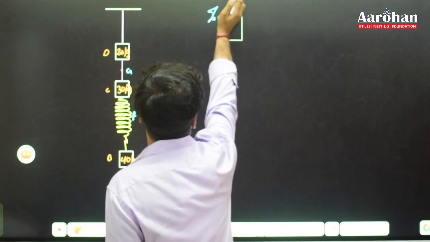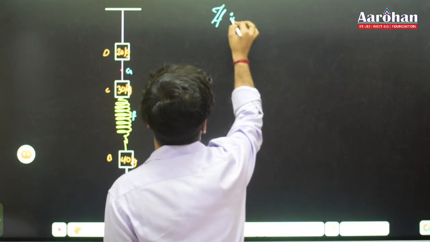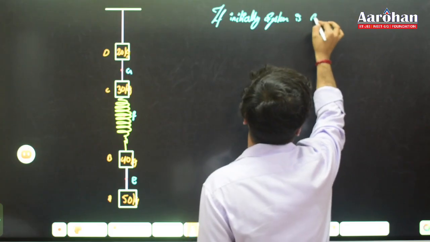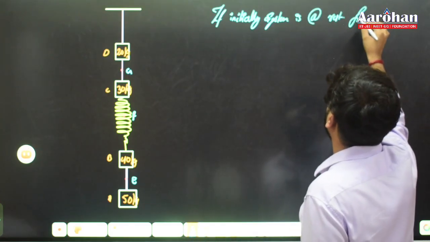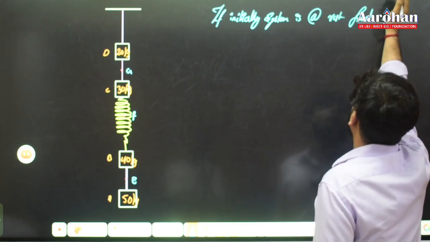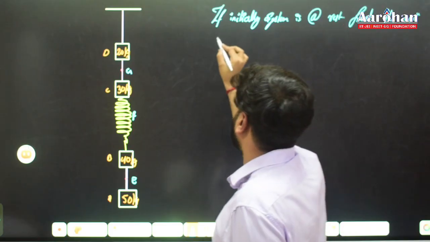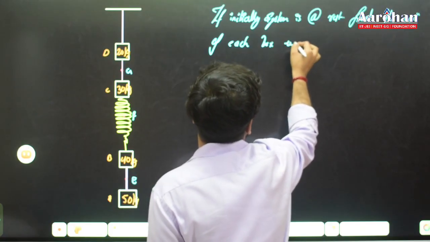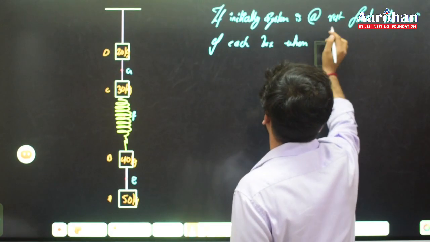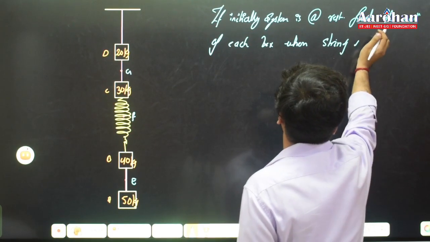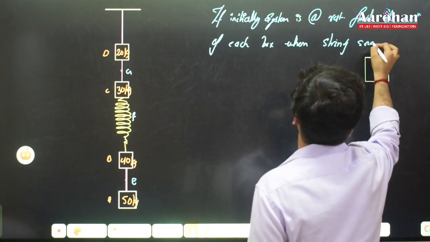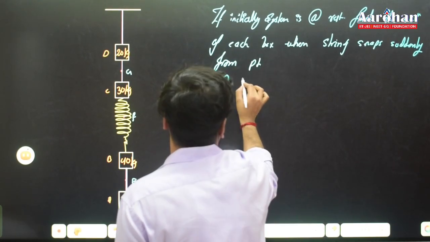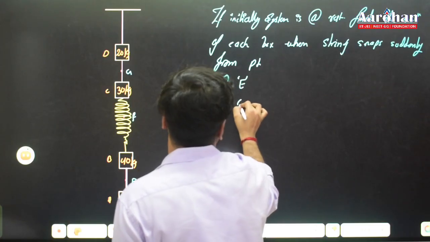If initially the system is at rest, find the acceleration of each box when the string snaps suddenly from point E, and second, G. So this is the question.